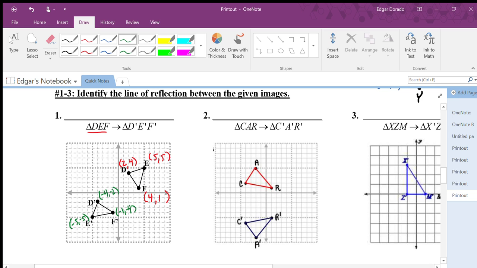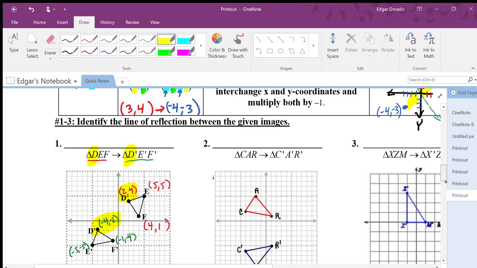So once again, guys, let's compare the first two. Remember, you have to look at corresponding letters here. So D with D prime. Let's take a look at those first. The coordinates for D are 2, 4, and the coordinates for D prime are -4, -2. Well, definitely not a reflection over the x-axis. Definitely not a reflection over the y-axis. Maybe the line y equals x.